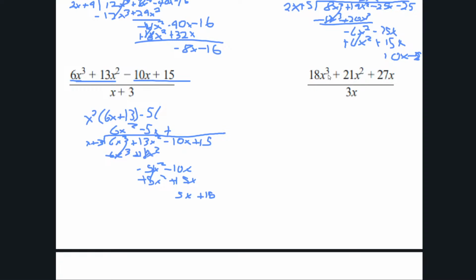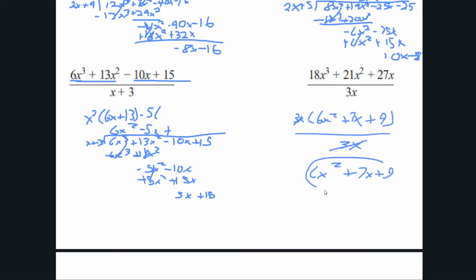So here we have 18x cubed plus 21x squared plus 27x. Let's factor out of the top 3x. So we have 3x times 6x squared plus 21 divided by 3 is 7x, plus 27 divided by 3 is 9, over 3x. Well, now we can just divide by 3x, and our answer is 6x squared plus 7x plus 9. A very easy polynomial division question.